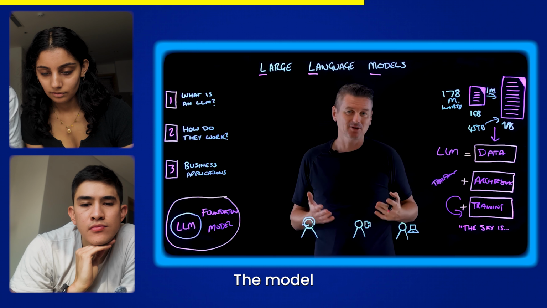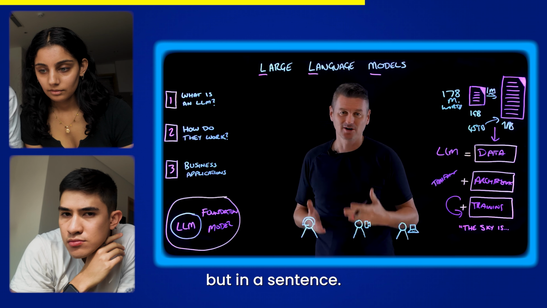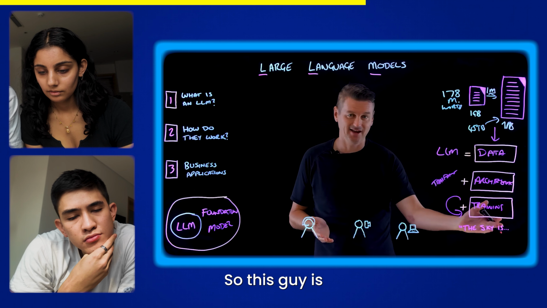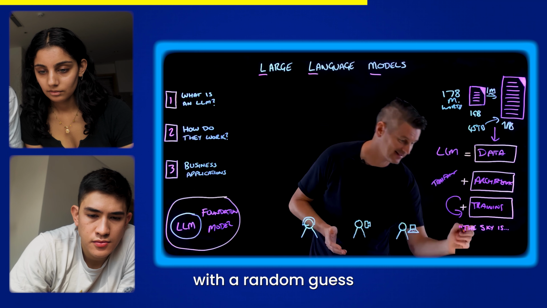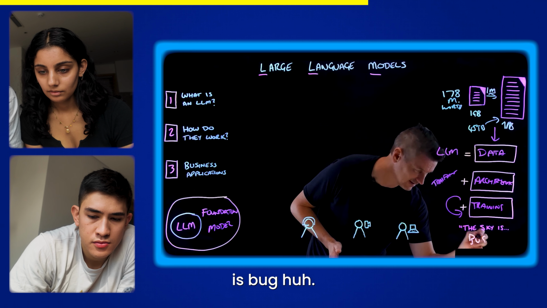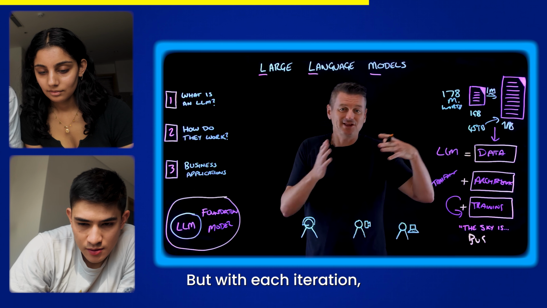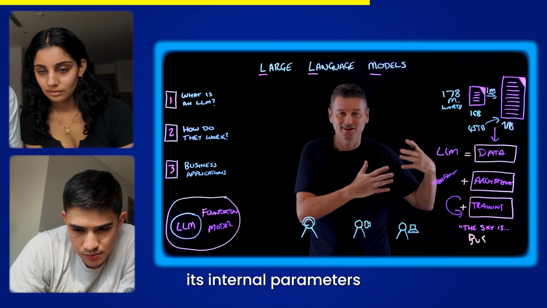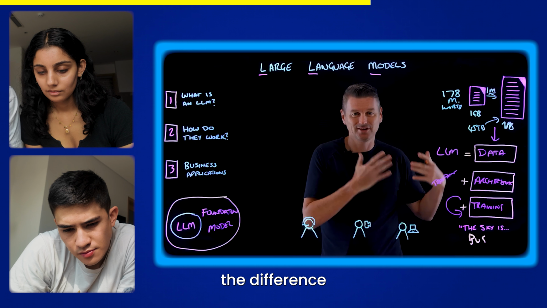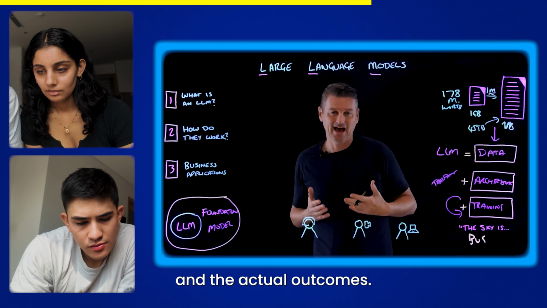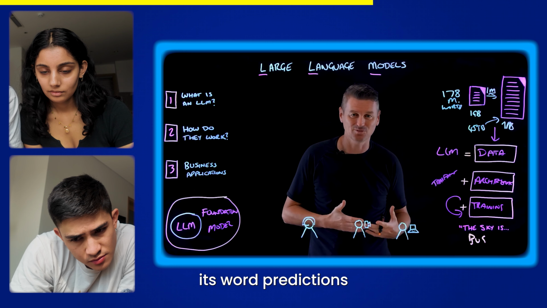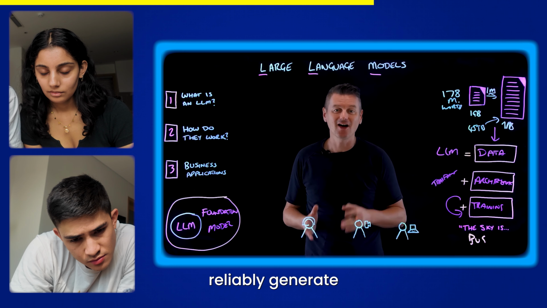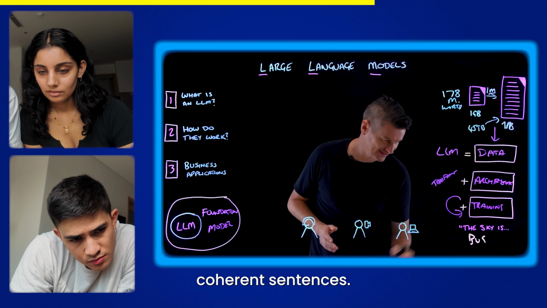Now, during training, the model learns to predict the next word in a sentence. So, the sky is... it starts off with a random guess. The sky is bug. Huh? But with each iteration, the model adjusts its internal parameters to reduce the difference between its predictions and the actual outcomes. And the model keeps doing this, gradually improving its word predictions until it can reliably generate coherent sentences.